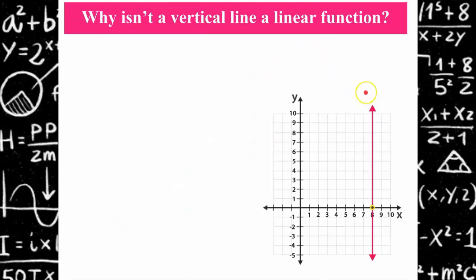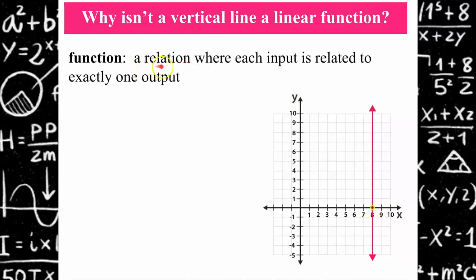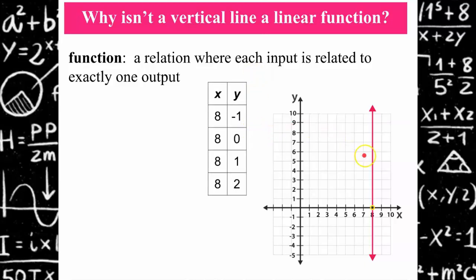Let's talk about why a vertical line is not a linear function. Indeed, it's a line. You can see it's straight. A function, by definition, is a relation where each input is related to exactly one output. So first, let's look at a table of values for this specific line. So these are our ordered pairs, 8, -1, 8, 0, 8, 1, and 8, 2. Let's just look at these. And these are just four of an infinite amount of points on a line. So 8, -1 would be here, then 8, 0, 8, 1, 8, 2. And we could keep going, but these are all points that fall on this line.